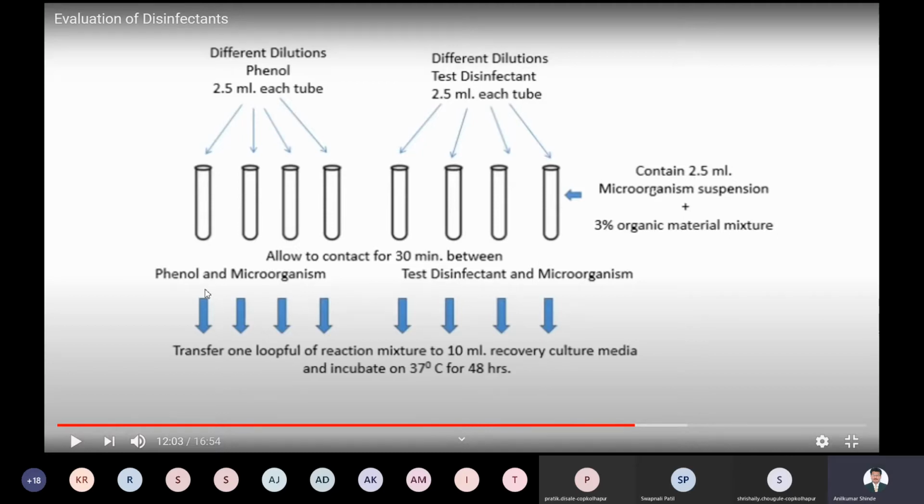Then we can transfer each and every test tube into a mixture of 10 ml. This is a recovery culture media. You transfer from each test tube into the culture media using an inoculating loop, and incubate at 37 degrees centigrade for 48 hours. It is the same for phenol and for the different solutions of the test disinfectant.